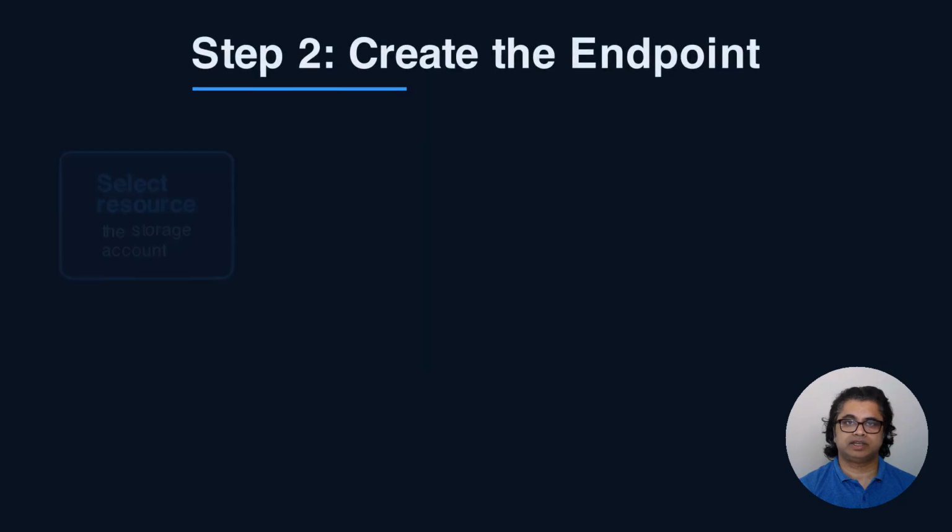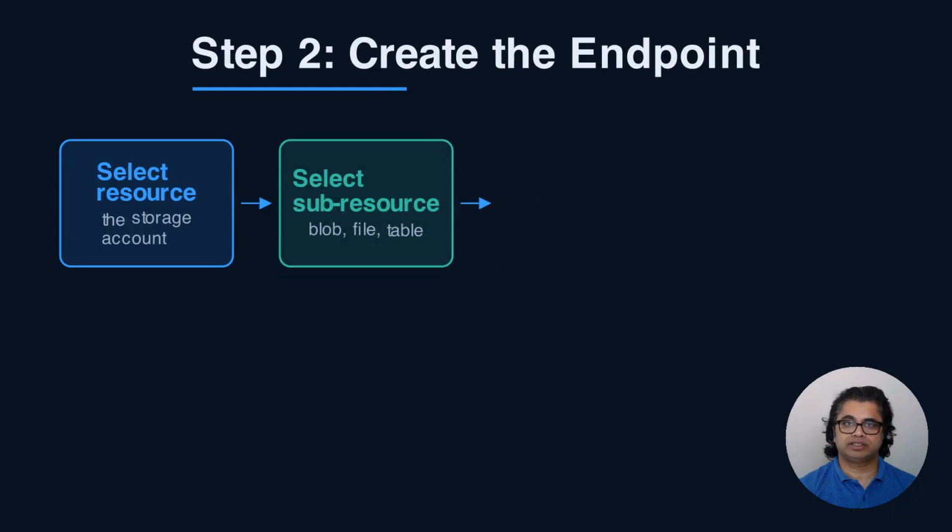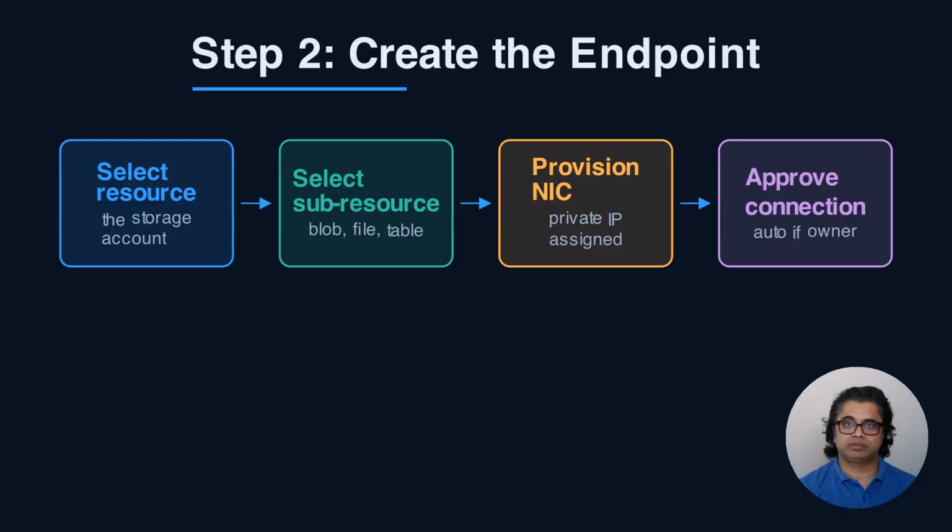Now create the private endpoint itself. You select the target resource, the storage account, then the sub-resource, which is the specific service, blob, file, table, or queue. This matters. Each sub-resource needs its own private endpoint and its own DNS zone. If you want blob and file privately, that's 2 endpoints.